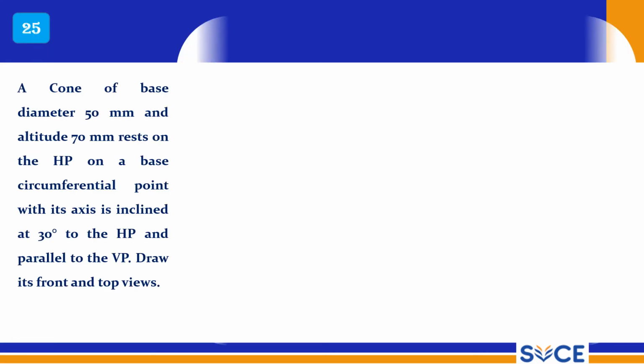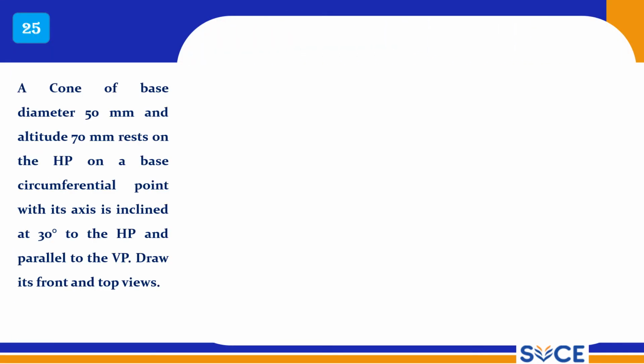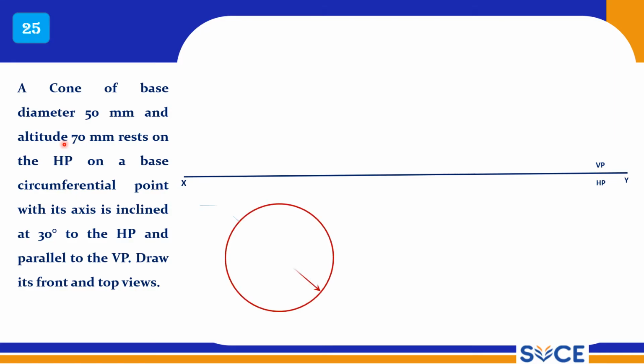Next, a cone of base diameter 50 mm and altitude, that is height, 70 mm is given. It rests on the HP on a base circumferential point with its axis inclined at 30 degrees to HP and parallel to VP. Draw its front view and top view. It is a cone, so definitely it will rest on a point. It is a circumferential point, so there is no edge for this.